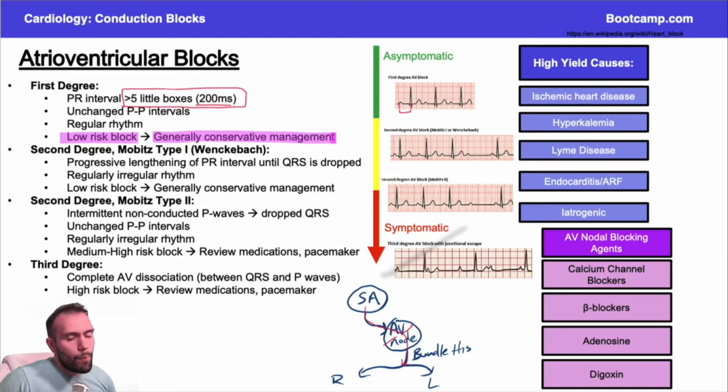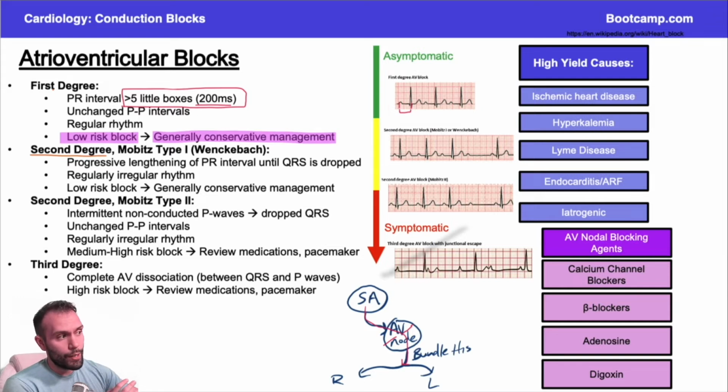Usually, and Step 1 doesn't test a ton on management, but it's still a good idea to have this breakdown of things that are less severe tend to be more asymptomatic, like first degree blocks, right? This would be usually an EKG finding that's relatively asymptomatic and usually doesn't require management, okay? First degree AV block, everything that was conducted in the atria got to the ventricles.